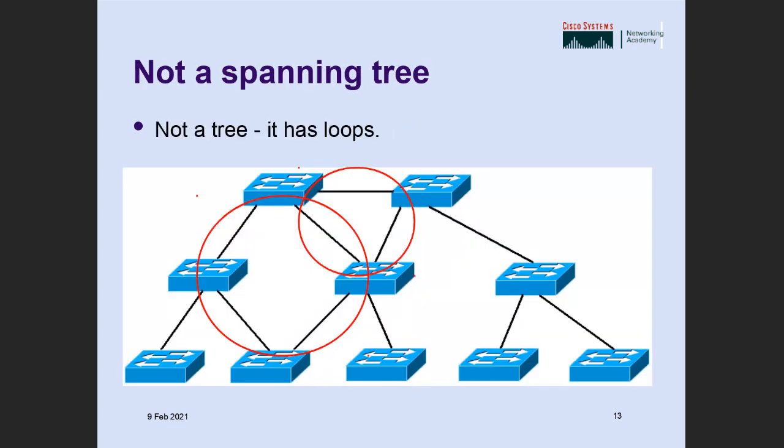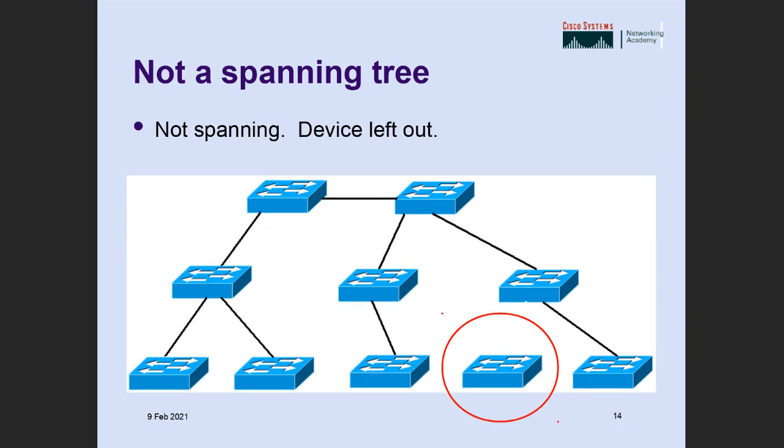Well, this is not a spanning tree. It has loops. It has too much redundancy. Maybe we physically wire it this way so that if one fiber optic cable goes bad or a port goes bad, it could start using another one as a backup. But as it is right now, this has loops, so it would create broadcast storms and other problems that loops create.